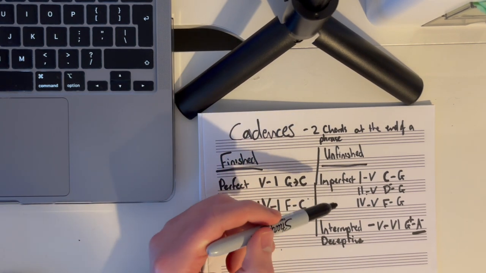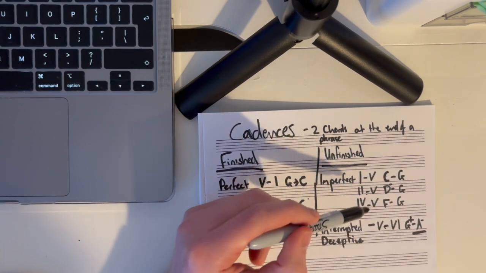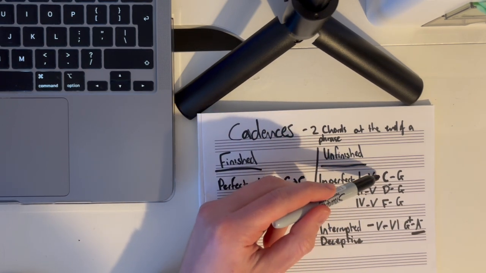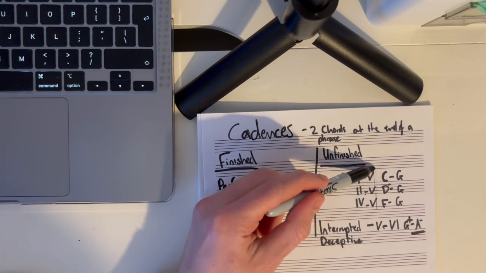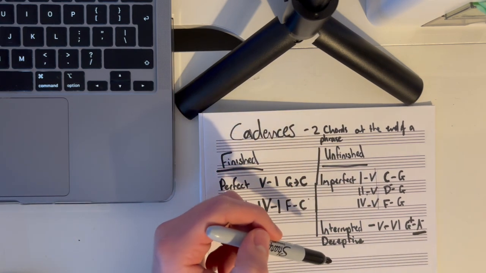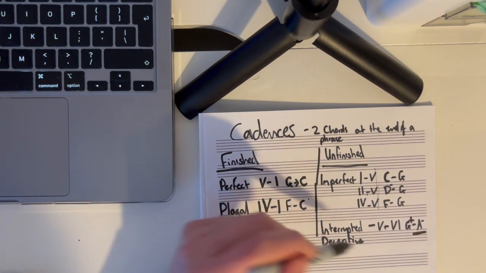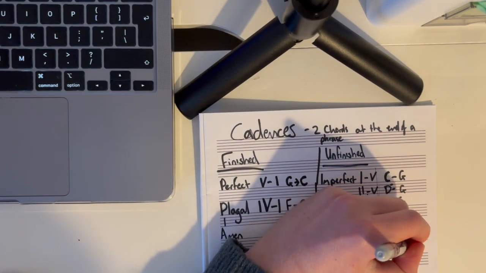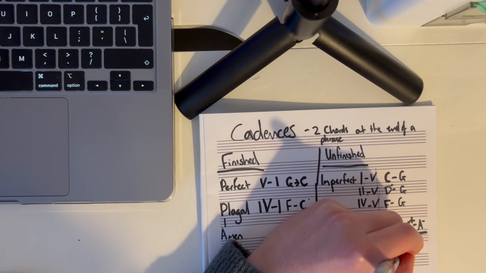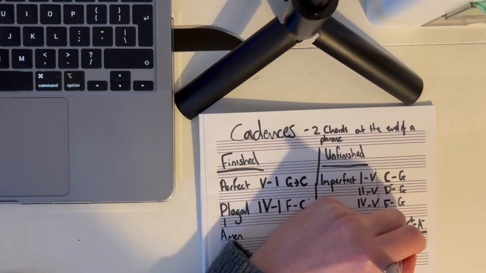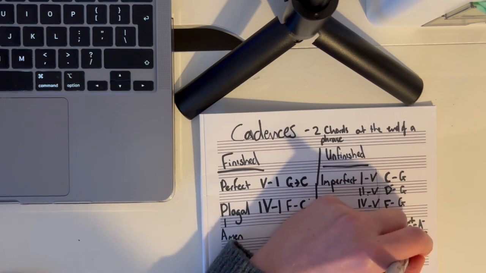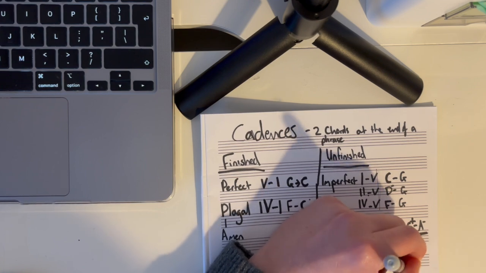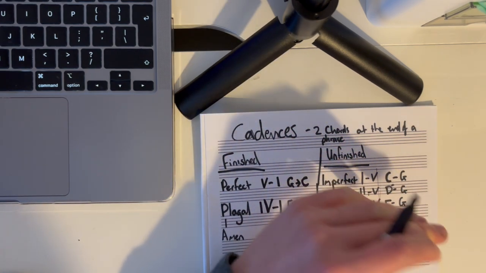And then we have imperfect, which can be any of these, so 1, 5, 2, 5, or 4, 5, but they end in 5. Or we can have the interrupted or deceptive cadence, which is a 5 to 6. And that's interesting because the 6th chord is also the relative minor. It's the home of the relative minor in this case.